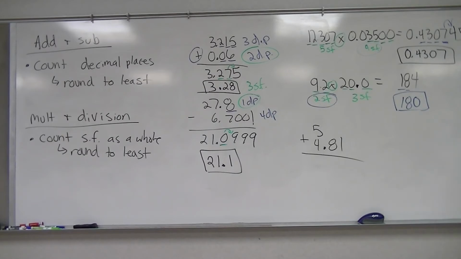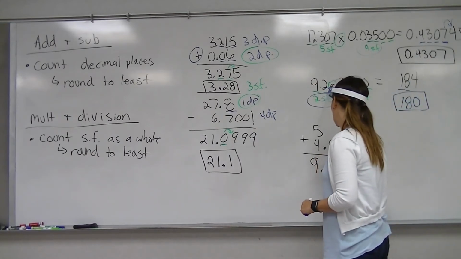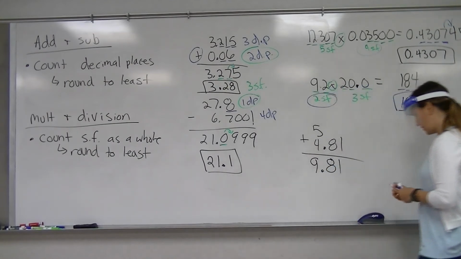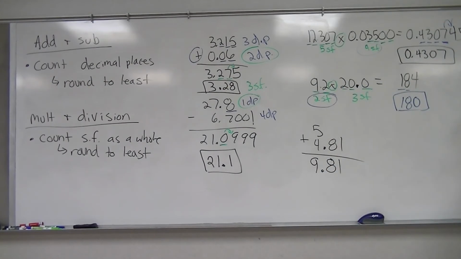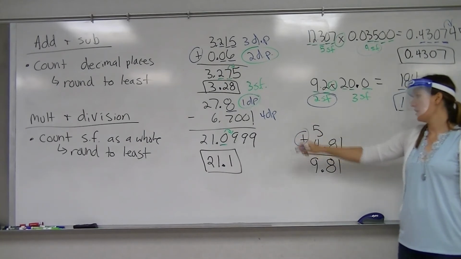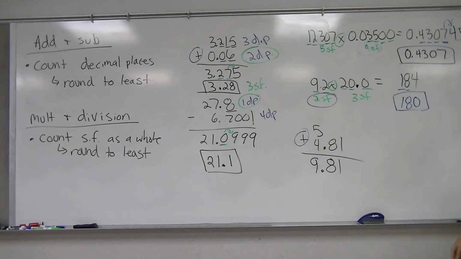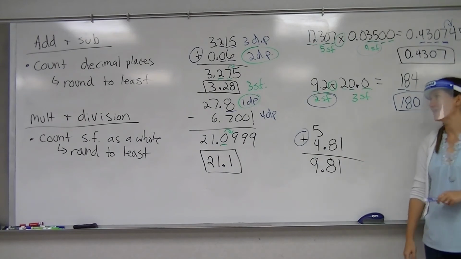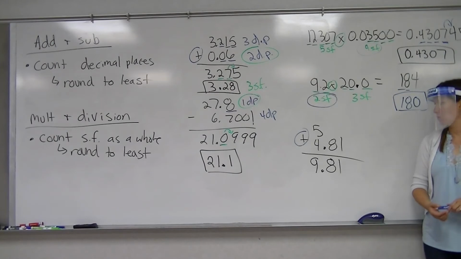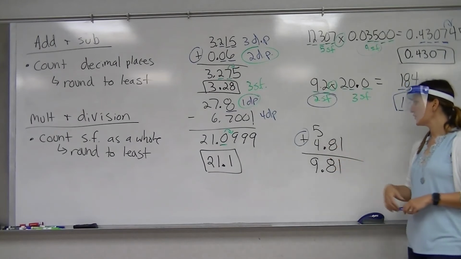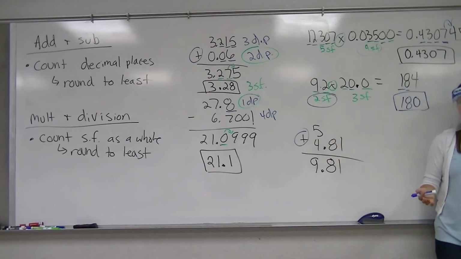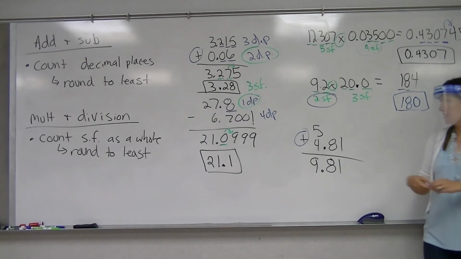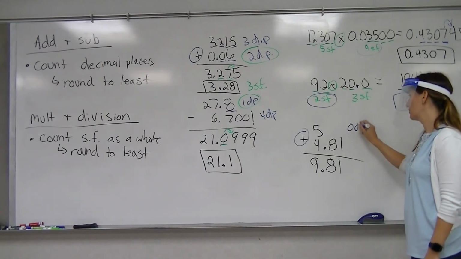Right, one left. So 5 plus 4.81, that one I can add on my own. So I'm just going to write out the answer. Now, since we are adding, to figure out what we should actually report for our answer, we're going to look at decimal places. Addition and subtraction were decimal places. So this first one, does it have any decimal? It doesn't have a decimal. So it's going to be 0 decimal places.